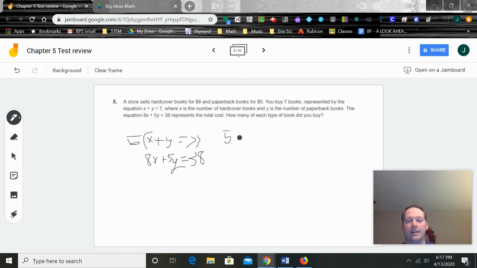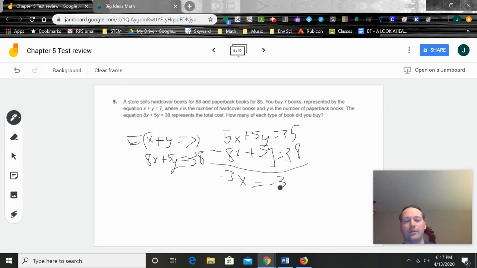So 5x plus 5y equals 35. Rewrite the other equation, 8x plus 5y is 38. So what am I going to do to these? Well, both of these are positive 5y. So in order for me to eliminate the 5y, I need to subtract the two of them from one another. So 5x minus 8x is negative 3x. 5y minus 5y is 0. 35 minus 38 is negative 3. Oh, this isn't so bad.